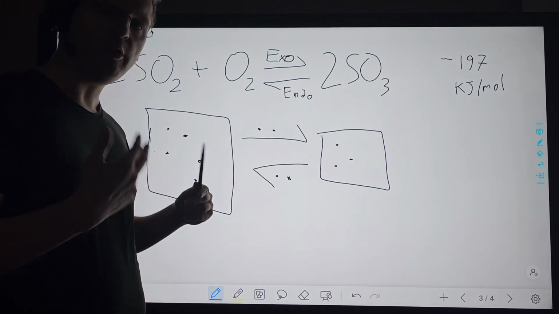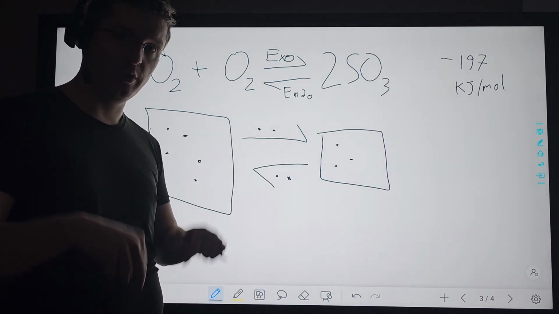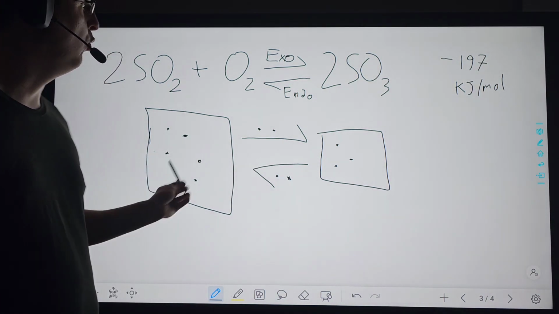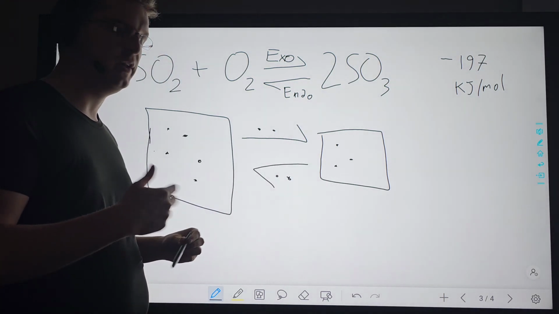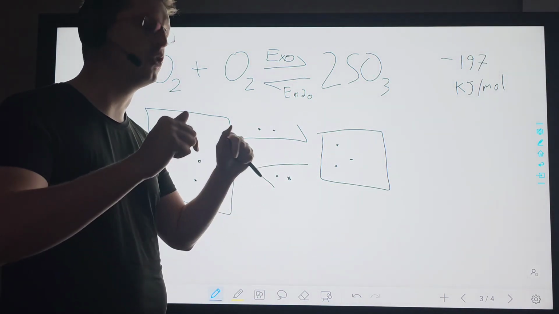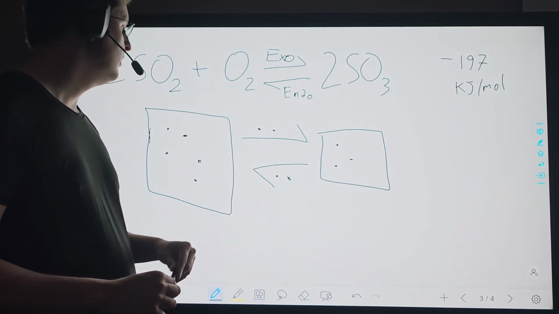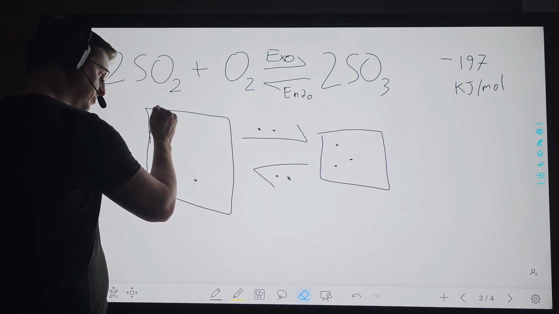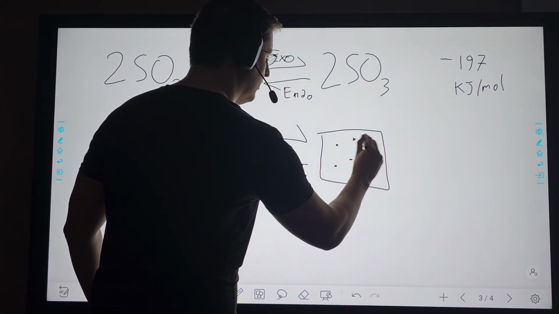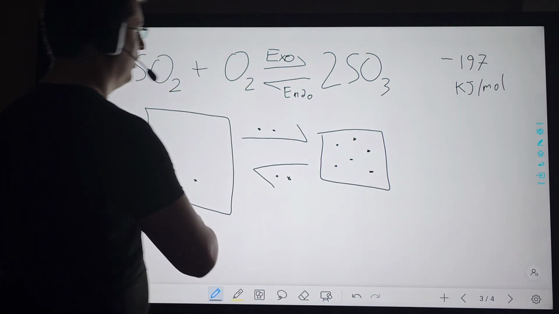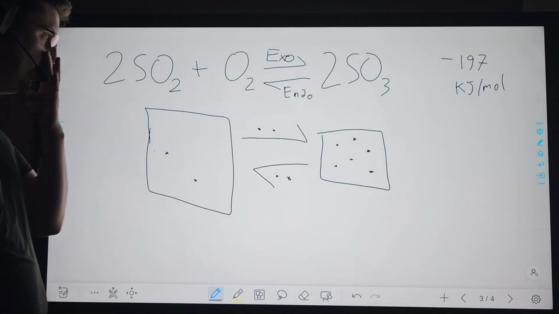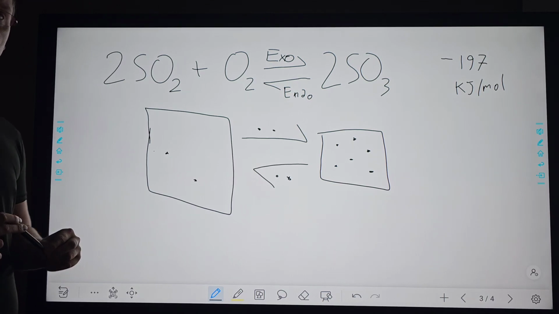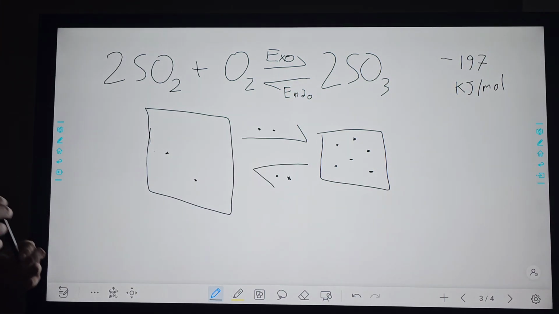So again, what do you think would happen if I lowered the temperature? Okay, if I lowered the temperature, which side would the position of equilibrium favor? If I made it cooler? Yes, okay, we would shift the position of equilibrium towards our forward reaction, okay? So that specifically is how temperature affects the position of equilibrium.